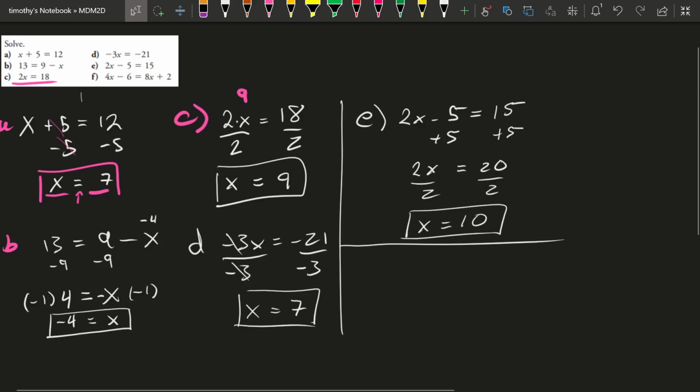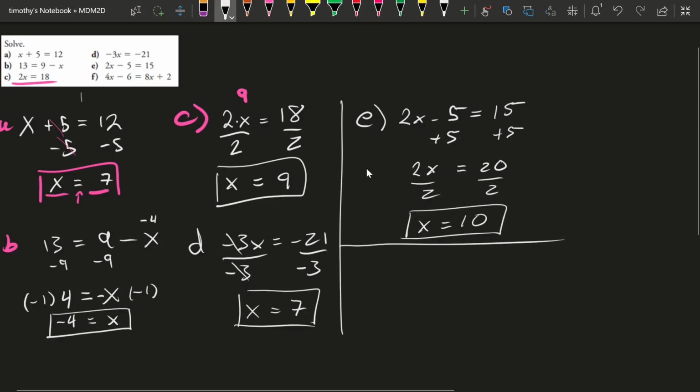So for example, let's take a look. Apparently 10 is the correct answer, and 2 times 10 minus 5 is in fact 15, because 2 times 10 is 20, taking away 5, giving me 15. And so the only number that x could be is in fact 10, okay?